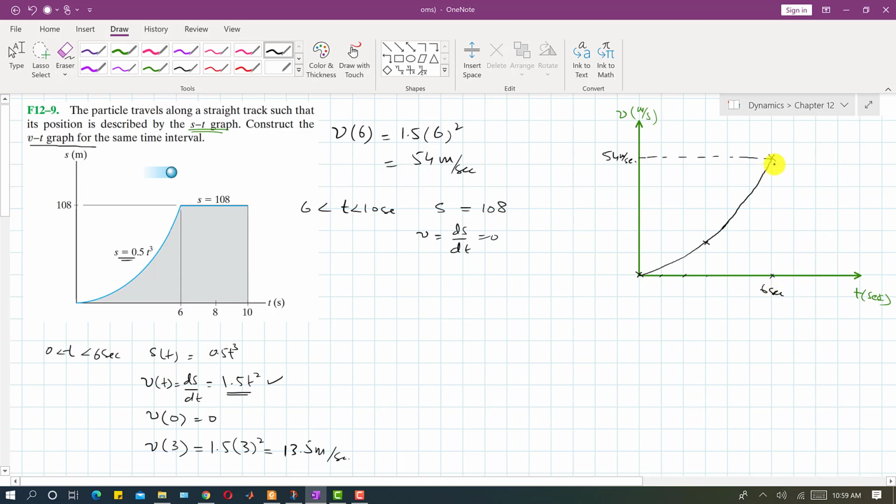So this graph will fall immediately, and the velocity will become 0. After 6 seconds until 10 seconds, the velocity is 0, and we can represent that zero velocity like this. Let's say somewhere here is 10 seconds. So this is the velocity graph. This is the V of t graph from this S of t graph.